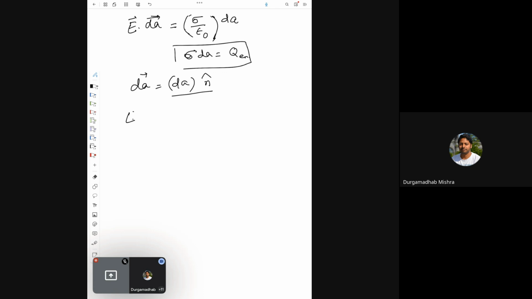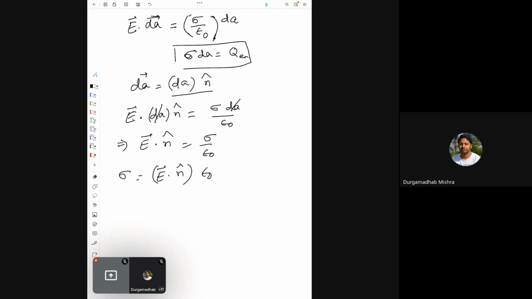So E dot dA will be the magnitude E dA times n cap, which is equal to sigma dA by epsilon naught. This tells us that E cap dot n cap, since dA and dA cancel out, is equal to sigma by epsilon naught. So sigma, the charge density, is given by E dot n cap times epsilon naught.